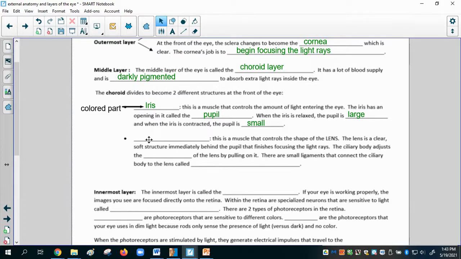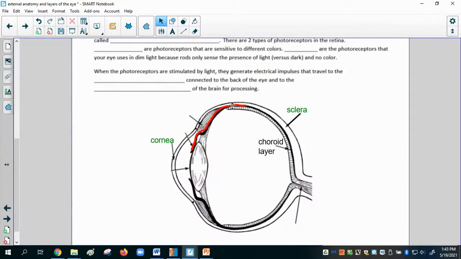Then the second part, we come down here and we see this is the iris here. Let's go ahead and label that. I'm going to get rid of my red, and I'm actually going to make that blue because that's an eye color. So this part here and here is the iris.